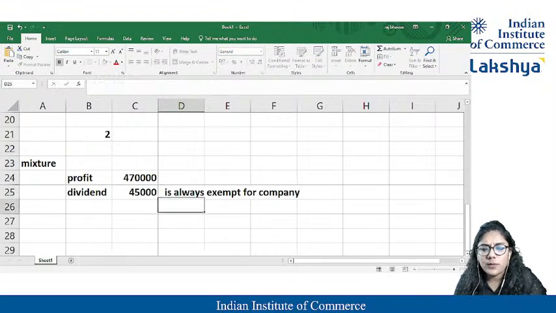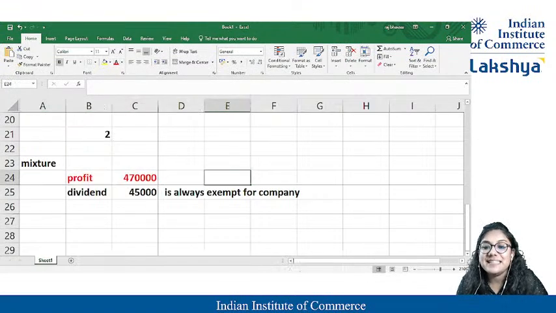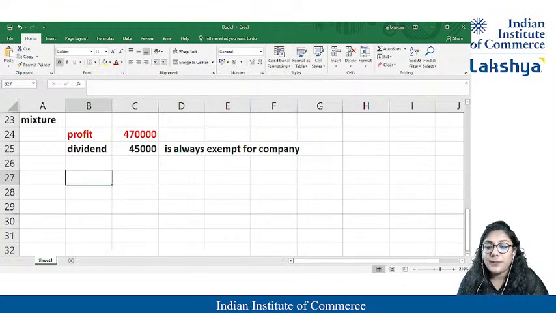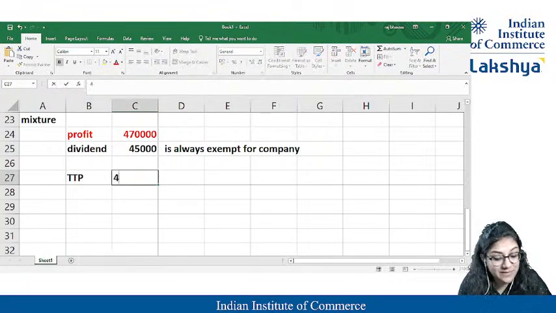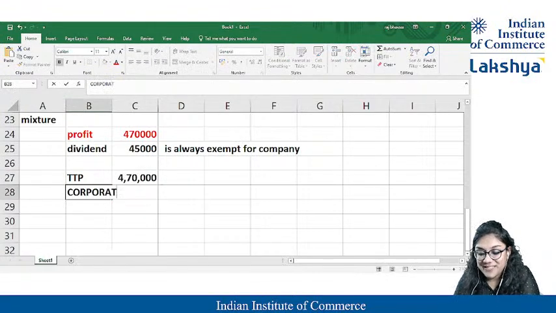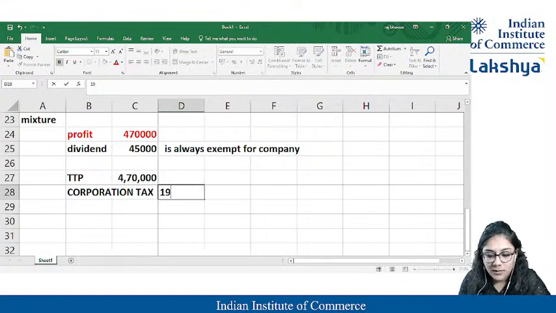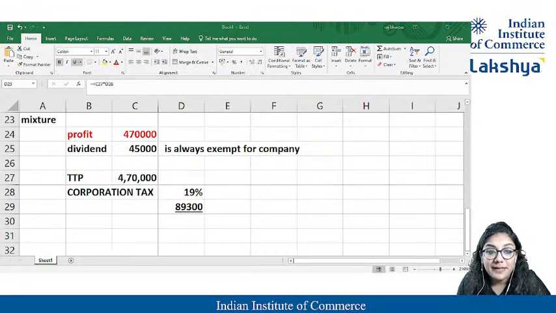So what will be the total income? The total income will be only this much. Then what will be my tax? My total taxable profit, TTP, is 470. If it's corporation tax, we know corporation tax is how much? It's 19%. So what will be the tax liability? Remember this: 89,300. Everybody got this?